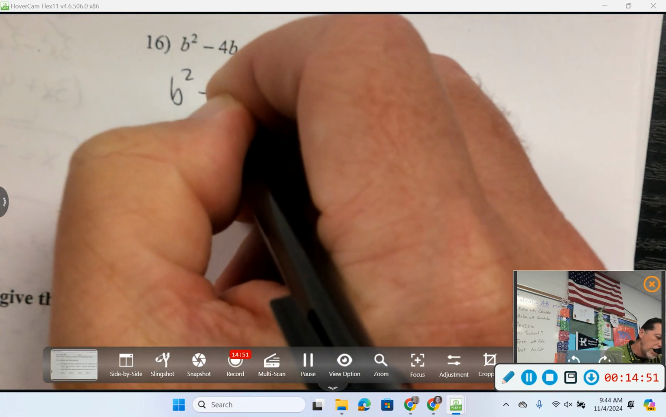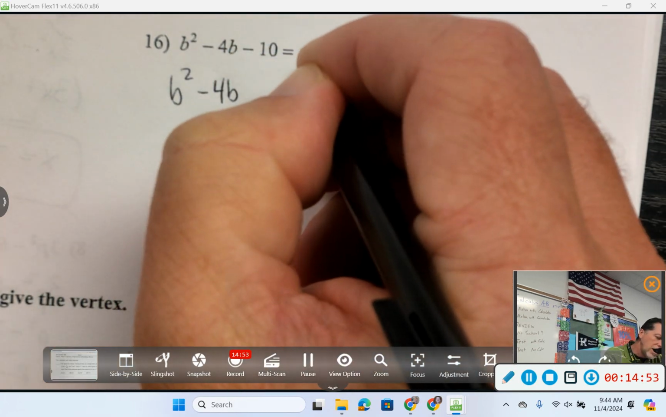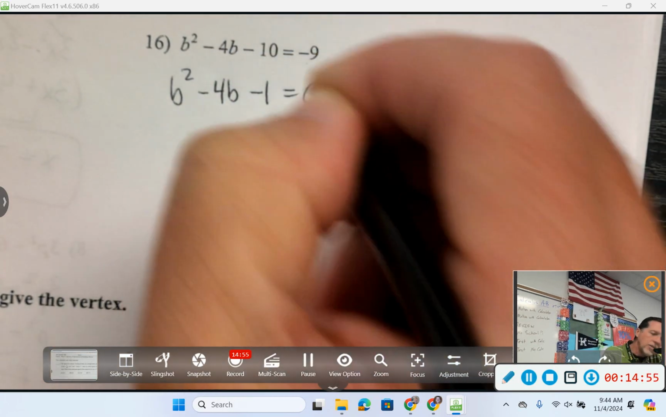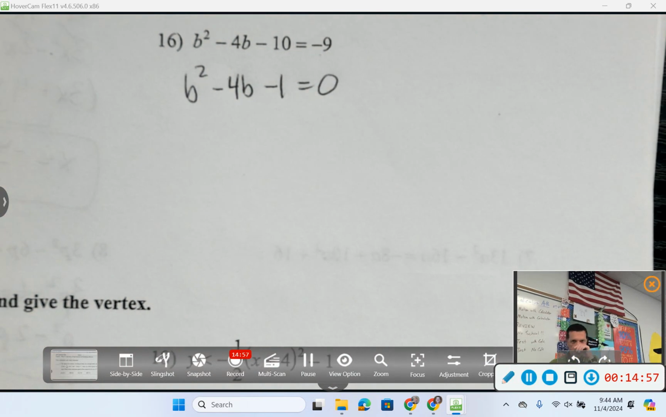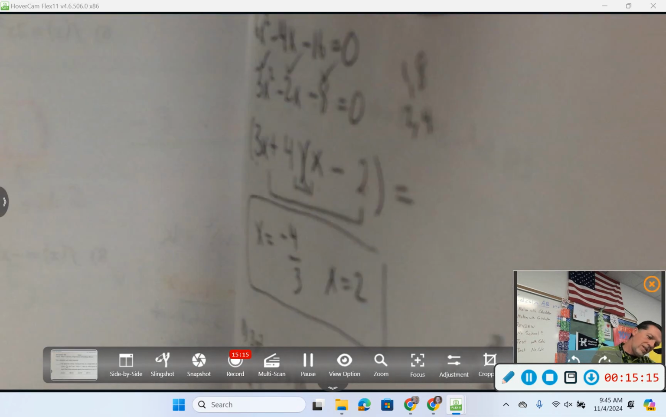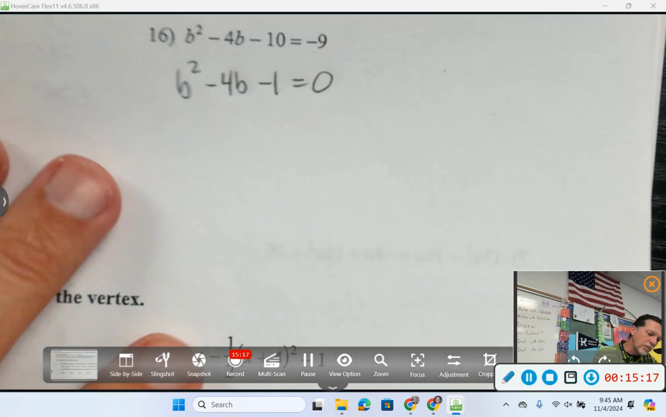b squared minus 4b minus 1 equals 0. Well, that definitely won't factor. I'd have options on that one. I could use complete the square on that one. That wouldn't be too bad. Do you want complete the square or do you want quadratic formula? Complete the square. We'll do complete the square because we hadn't done one of those, and we did a couple of quadratic formulas.